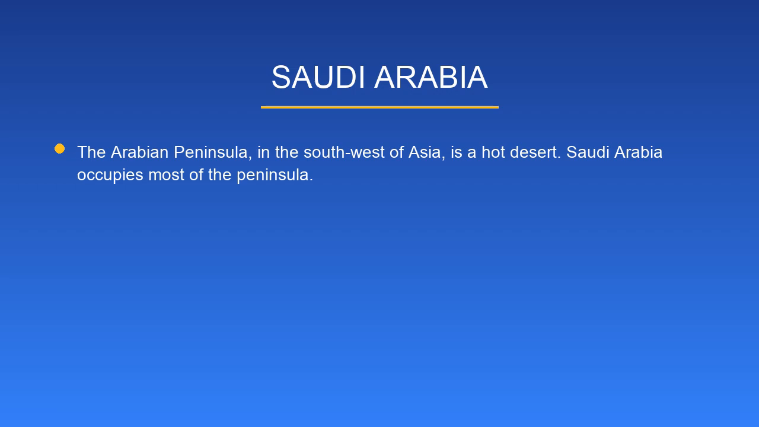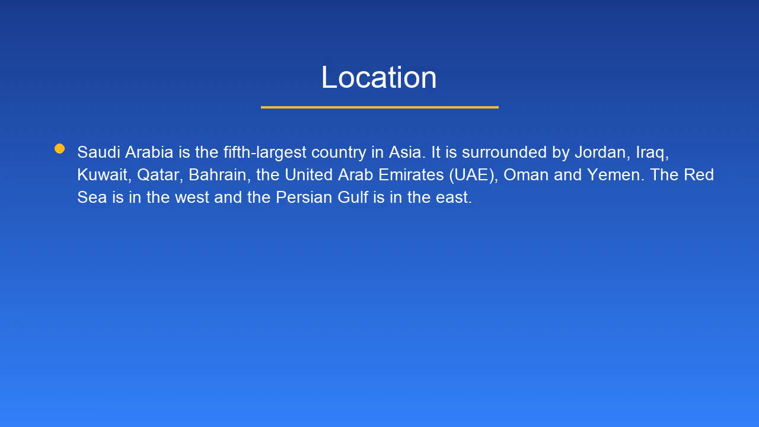Saudi Arabia. The Arabian Peninsula, in the southwest of Asia, is a hot desert. Saudi Arabia occupies most of the peninsula. Location. Saudi Arabia is the fifth largest country in Asia. It is surrounded by Jordan, Iraq, Kuwait, Qatar, Bahrain, the United Arab Emirates, UAE, Oman and Yemen. The Red Sea is in the west and the Persian Gulf is in the east.